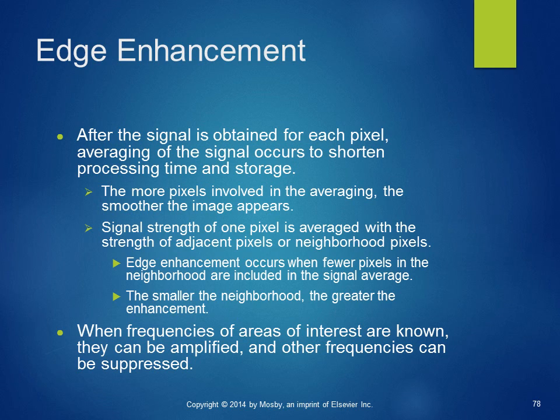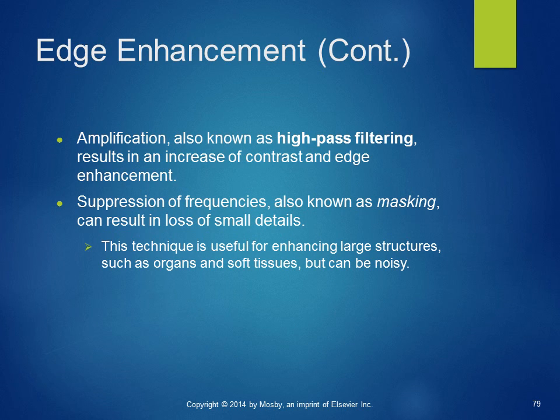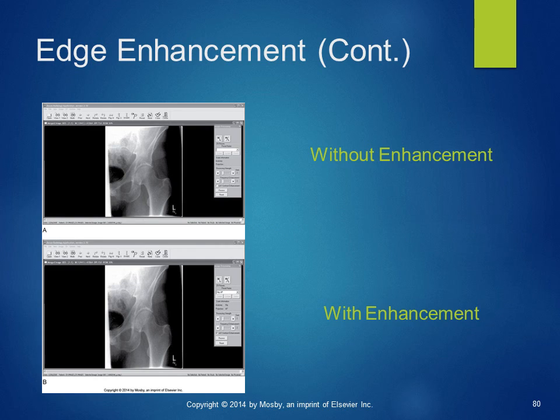When frequencies of areas of interest are known, they can be amplified, and other frequencies can be suppressed. Amplification is also known as high-pass filtering and results in increase of contrast and edge enhancement. Suppression of frequency, also known as masking, can result in loss of small details. This technique is useful for enhancing large structures, such as organs and soft tissues, but can be noisy. This is showing you an example of an image without enhancement and with enhancement.